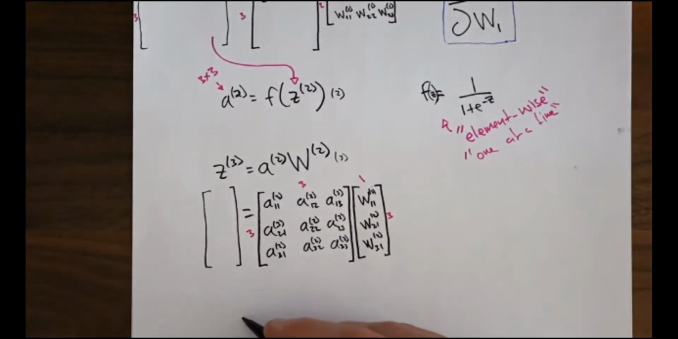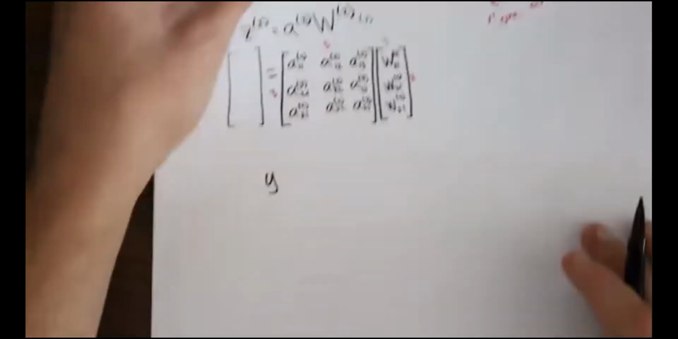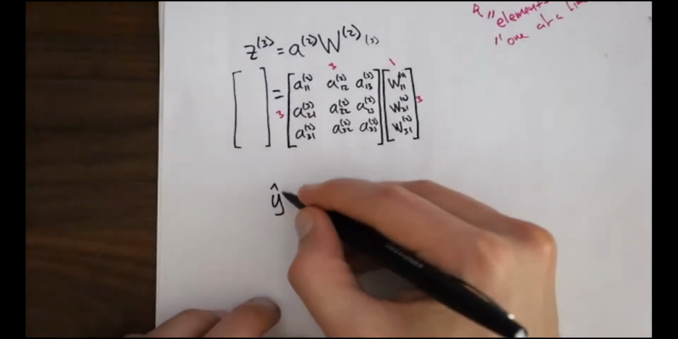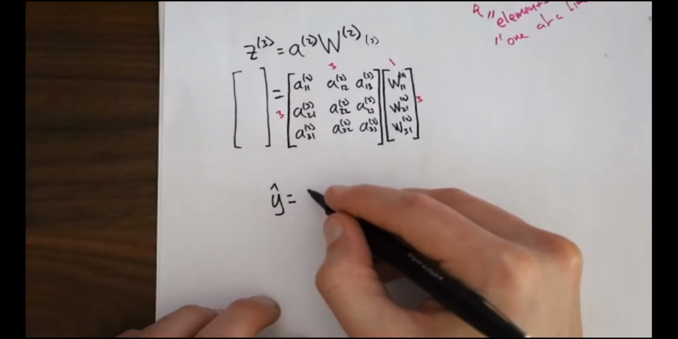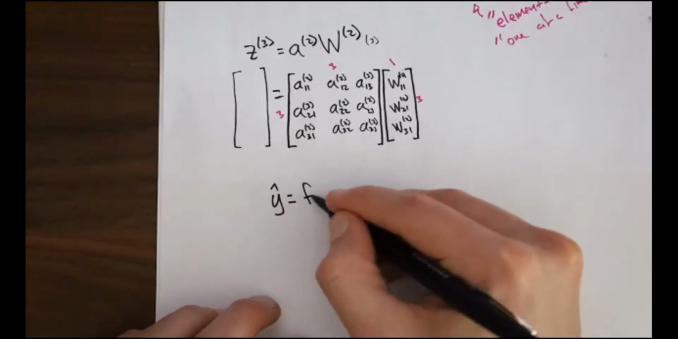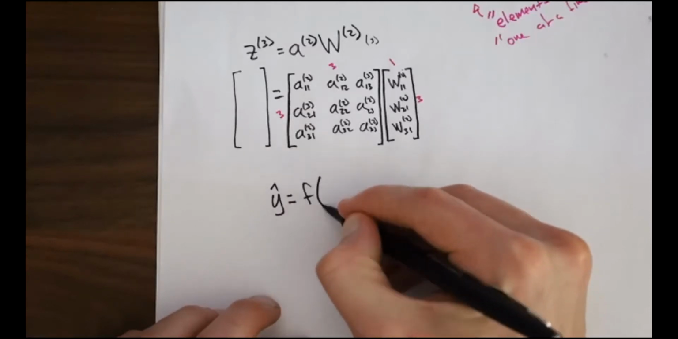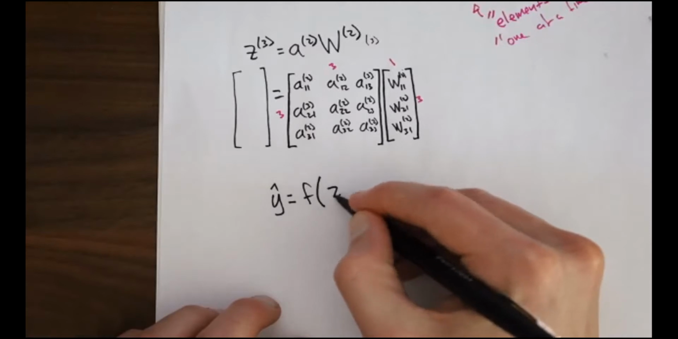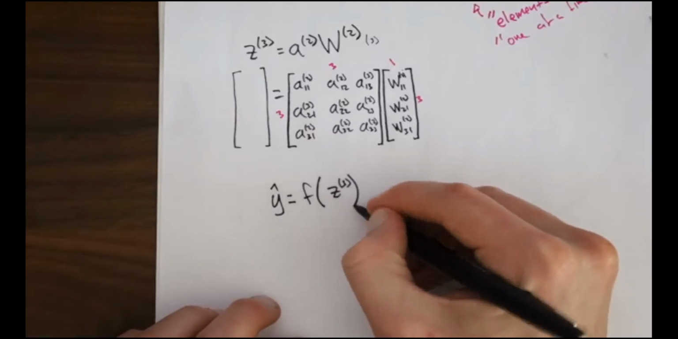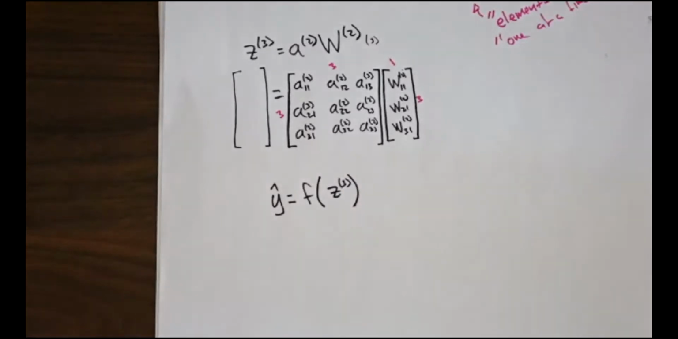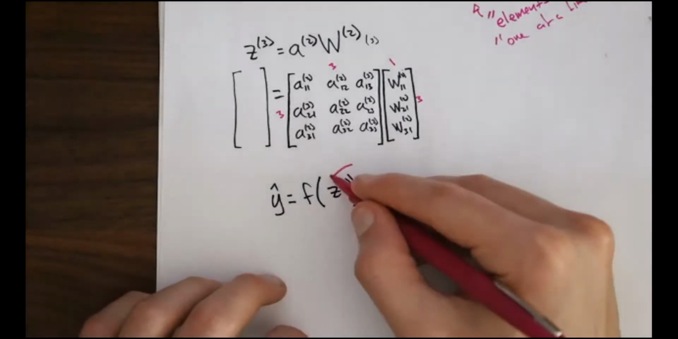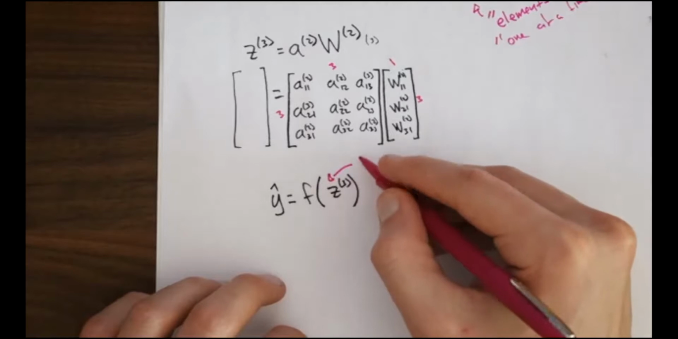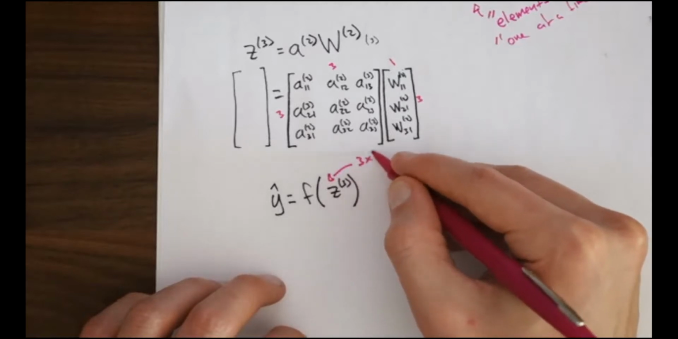So equation number 4 says, y hat, let me scooch this up a little bit so you can see it. It says y hat is equal to f, which is our activation function, our sigmoid activation function, f of z3, like this. Okay, and remember the dimension of z3. So z3 we decided is a 3 by 1.